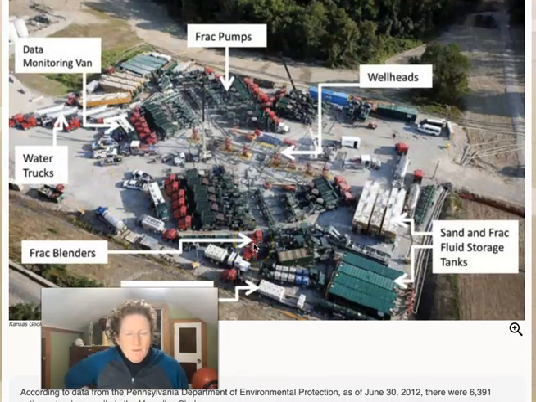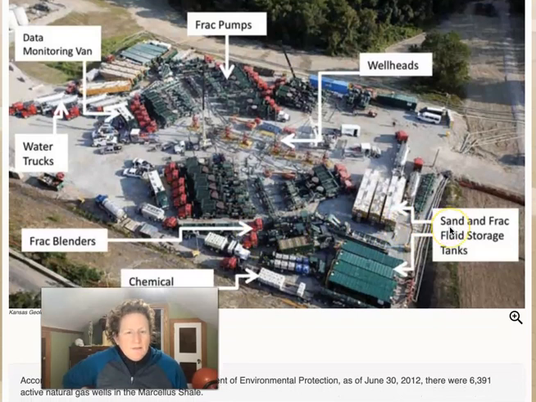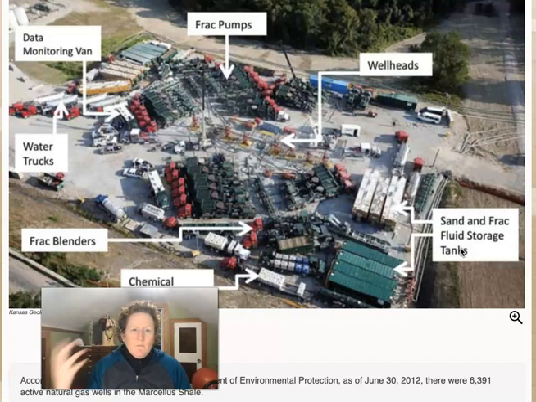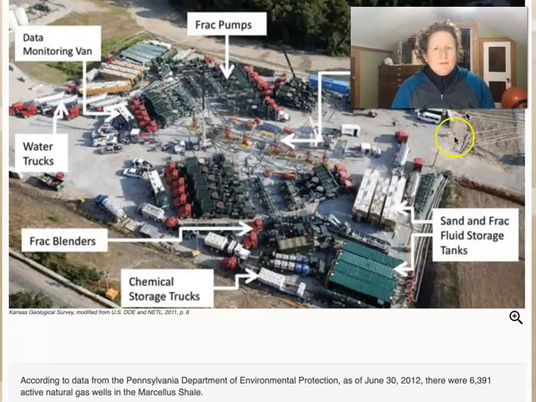I'm not sure what frac blenders are. Frac sand is also used to open up some of those cracks. Fluid storage tanks is probably for storing the water that's used for fracking so it doesn't go back into the water table, because sometimes it gets polluted with contaminants as it's pumped down into the natural gas. It picks up things from the cement casing, some lubricants, and it's not safe to drink anymore, so they need to kind of contain it.